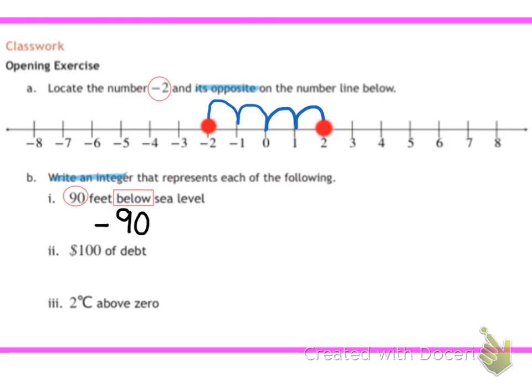Okay, let's look at number 2. 100 of depth. So if I have depth, I know that I owe. So that is negative. So as an integer, I would write this as -100. Number 3. 2 degrees Celsius above 0. I'm working with the integer 2, and the word above tells me it's positive. So as an integer, I would just write this as 2.